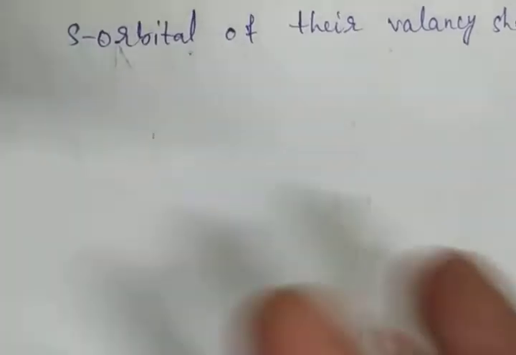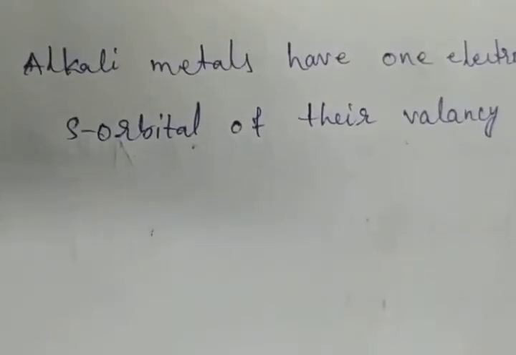So in the valency shell, in the s orbital, one electron is there. This indicates that these elements belong to the s block of the periodic table.